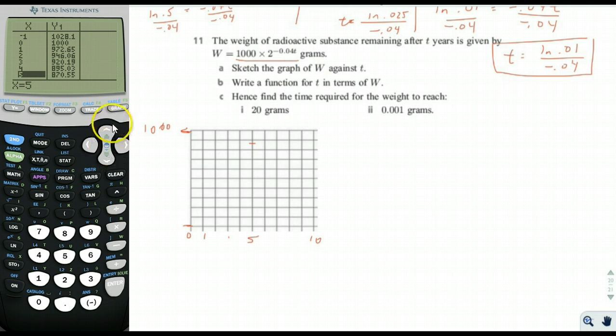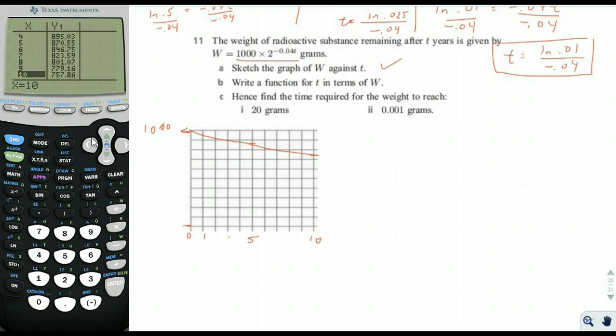And then what about when t equals 10? What is it equal to then? 757. It would be out there. Okay, so at 5 it was 870, and 10 is going to be about 757. Okay, so that's the sketch.